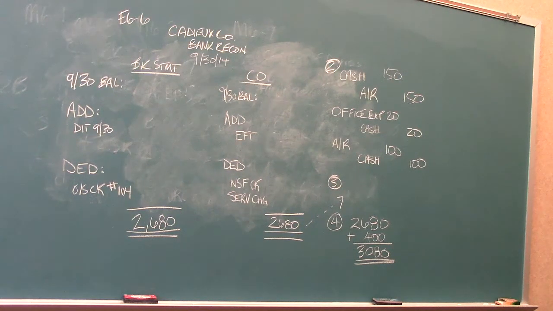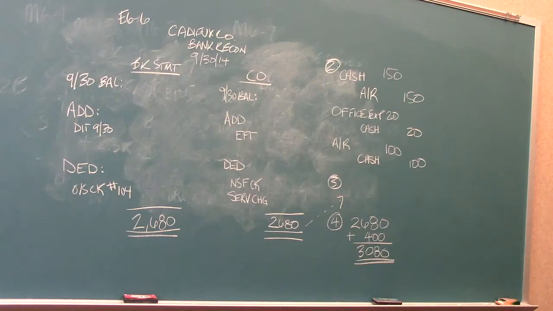Okay, the next one on our list is E66. E66 gives us some information about a company. The information included here is the bank statement and the T account for the cash that the company has recorded.